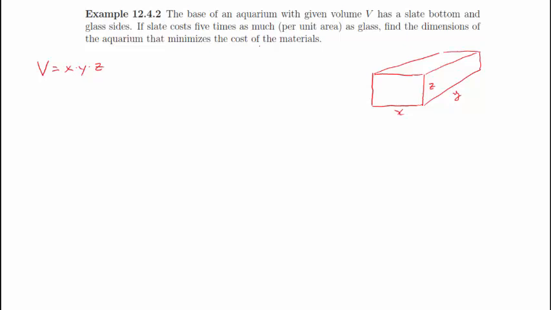Now what we want to do is minimize the cost of materials. So I need an equation for cost. And it has a slate bottom and glass sides. So we're going to assume that there's no top here. So the cost is going to be, well, we don't know the cost of the glass or the slate individually.